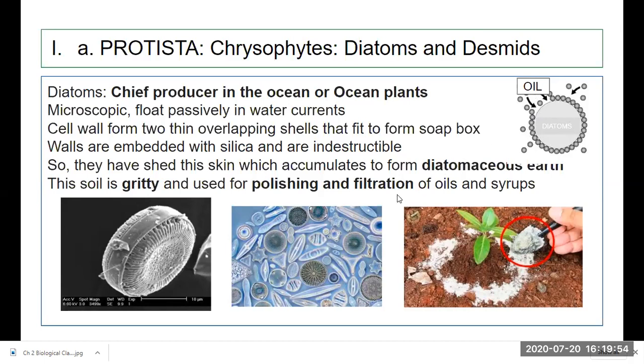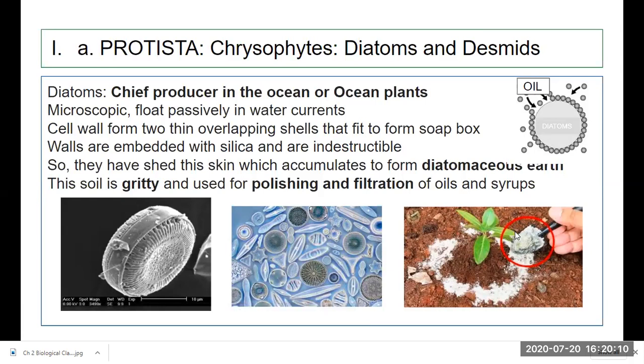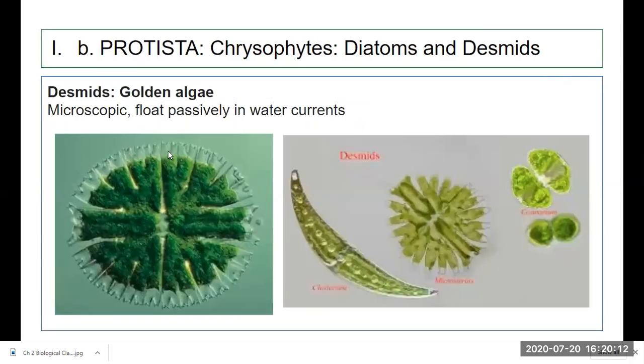And this is another application. The third application you can remember by this photograph, that around the plant, this diatomaceous earth is being spread around in a circular fashion so that it would keep the pests away. Okay. Desmids, golden algae, and they are the same as diatoms, that they are microscopic and they float passively in water.